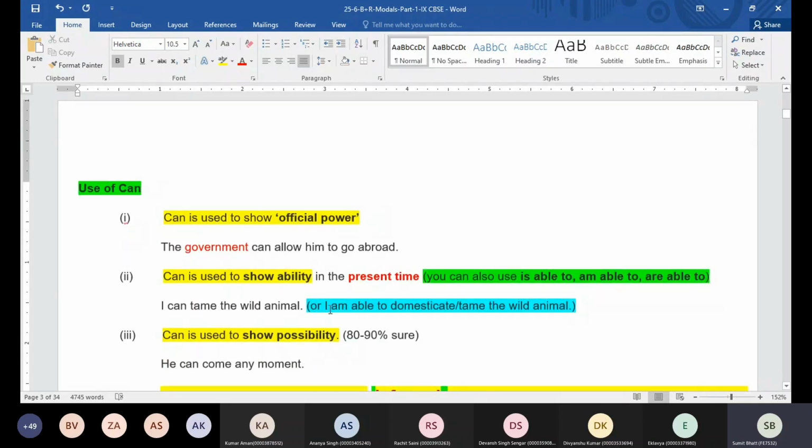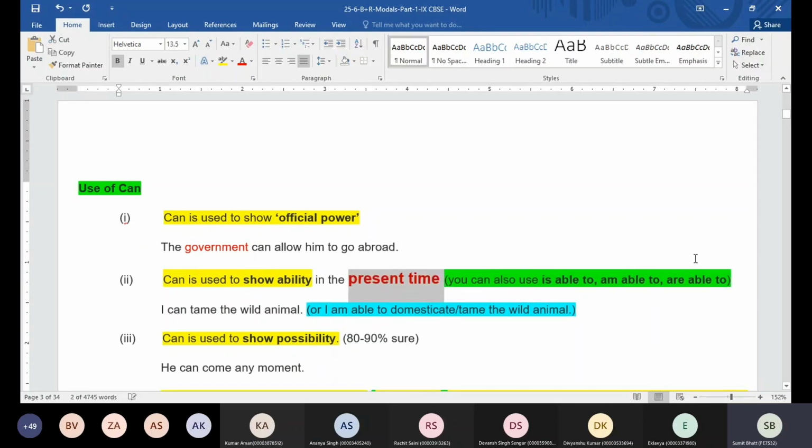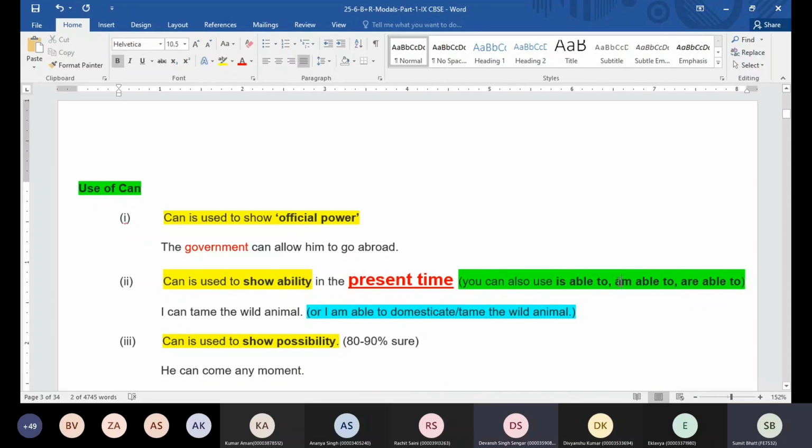Now another use of can is to show ability. Now, ability in which time, present time or past time? The present time. It's not that we have to use can only. We can also use a helping verb, that means we have a primary helping verb with the main verb. We can go for that. So we can use is able to, am able to, are able to, or you can simply use can when you talk about showing ability.